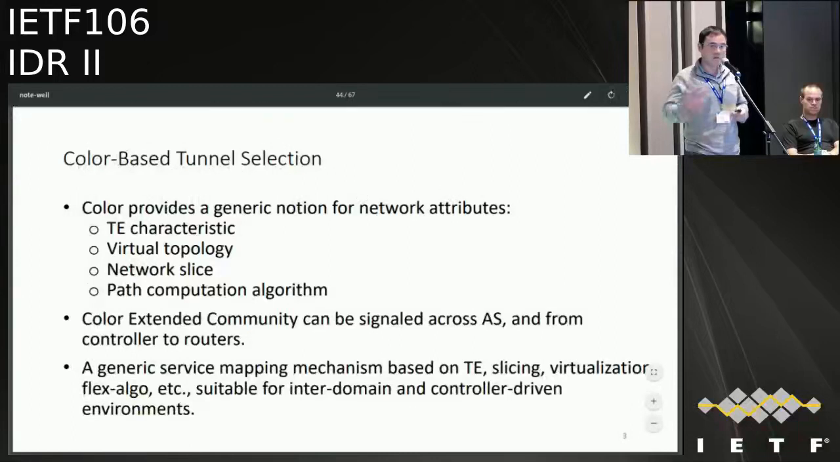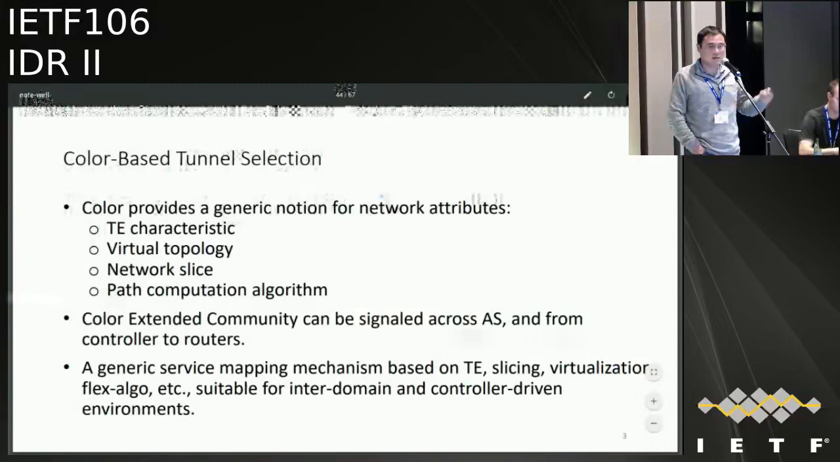The color of a tunnel will be the color of the network attribute based on which the tunnel is established, and the color of the payload prefix will be the color of the type of the tunnel that the prefix desires. So on top of that, if we can do color-based tunnel selection, we'll have a very generic service mapping mechanism. It can work in inter-domain environments and controller-driven environments.